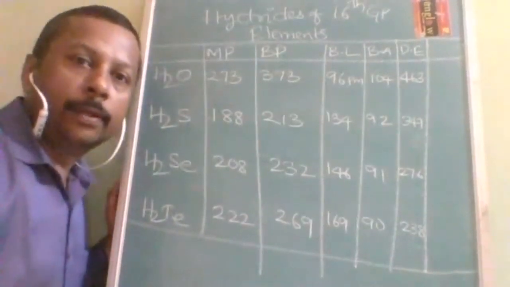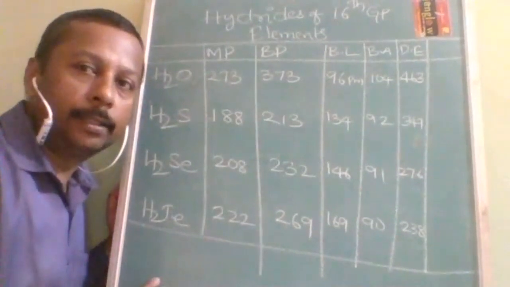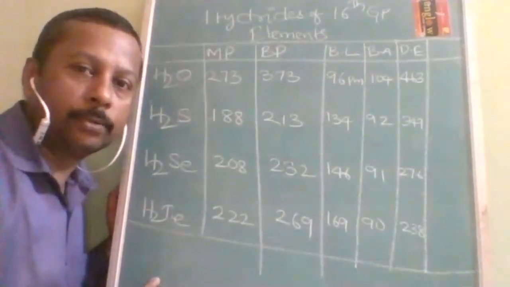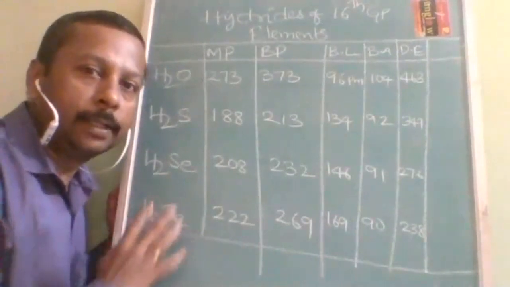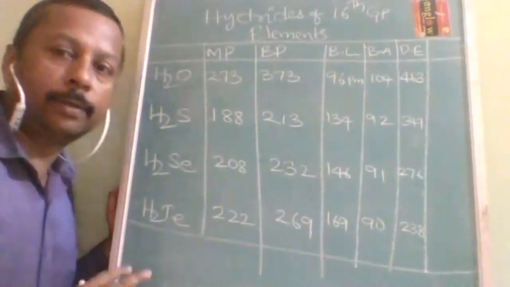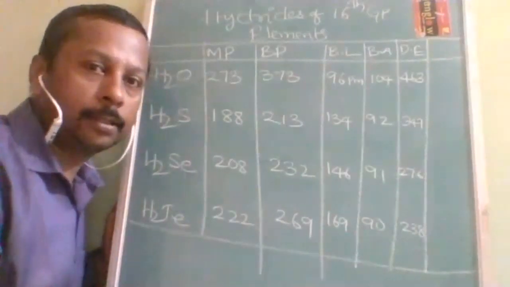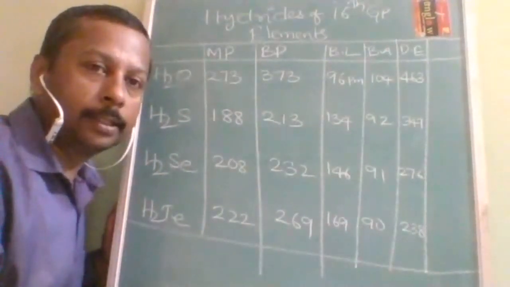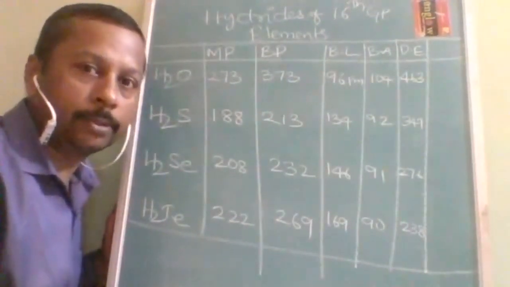Okay, students, now we are going to start with today's topic, that is hydrides of the 16th group elements. What is today's topic? Hydrides of the 16th group elements. After the completion of this topic, we are going to start with the halides and then with oxides. Okay, oxygen compounds, that is oxides. That we are going to start.